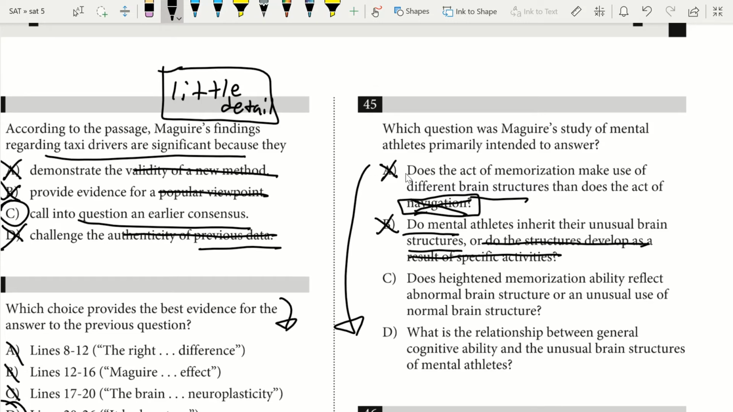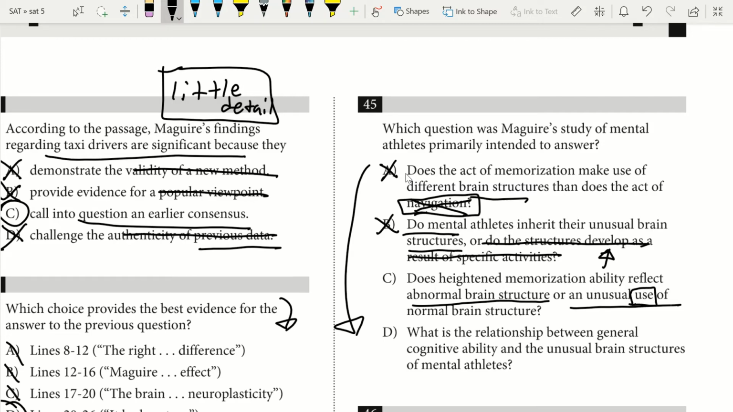We're testing whether they have different brain structures or if they're using different parts of their brain. Okay, we're not studying whether or not they develop different parts of their brain, right? Or whether those specific activities develop those parts of the brain. C, does heightened memorization ability reflect abnormal brain structure? Yes, that's correct. Or an unusual use of a normal brain structure.